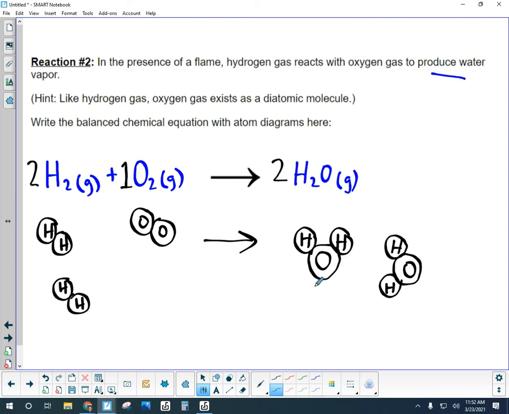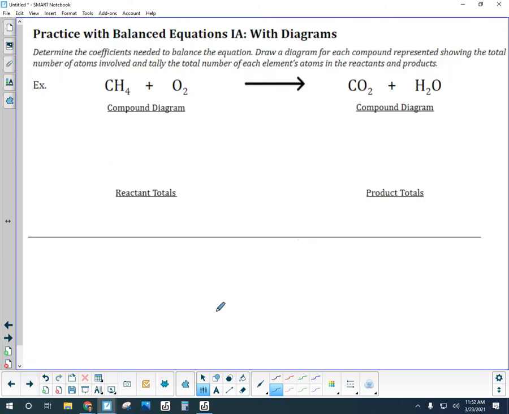All right, so let's look at the next example. We're going to use the same process. This is on your next page. We want to represent the molecules with diagrams. We want to add coefficients, those multipliers. And we want to make sure that all the atoms we start with are converted into product.